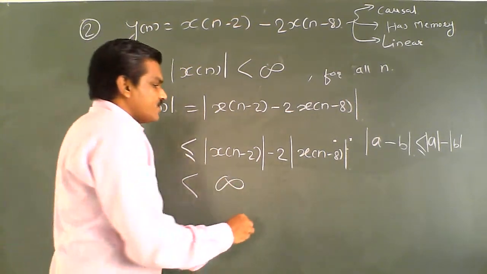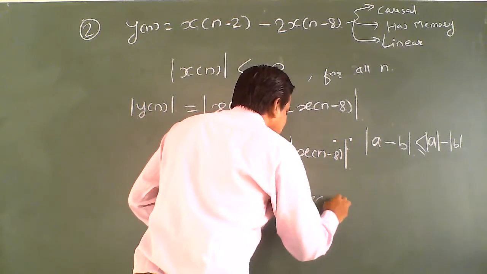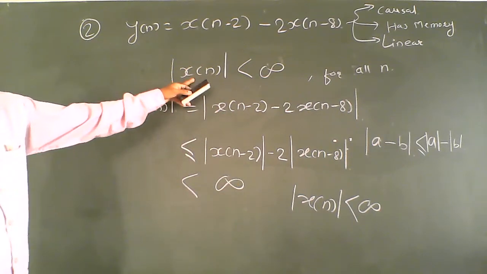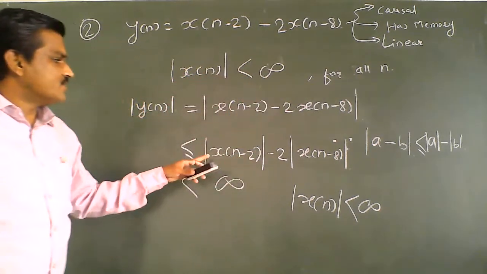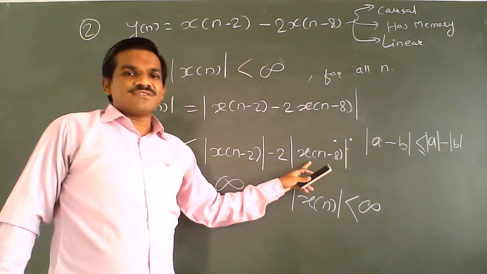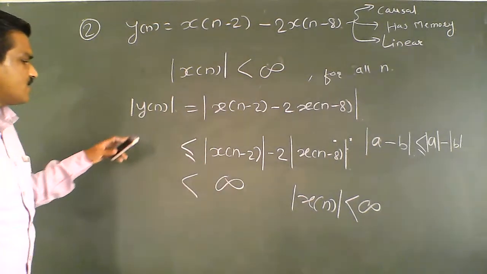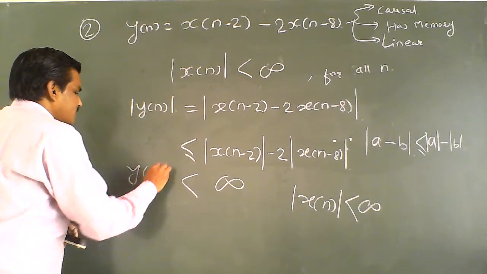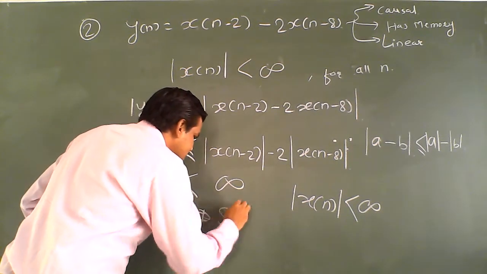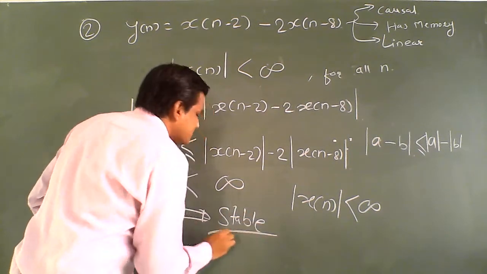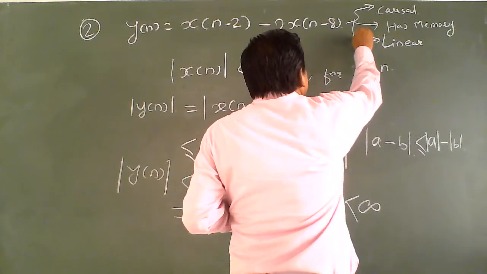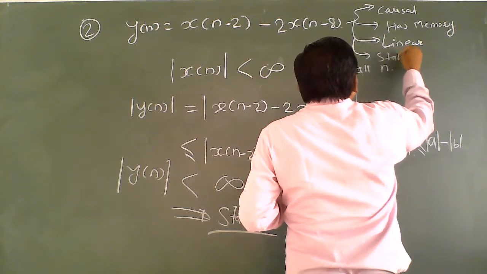Why infinity? Because we already said that x of n is less than infinity, or you can say that x of n is bounded. So if x of n is bounded, x of n minus 2 and x of n minus 8 are also bounded. This means our output y of n is also bounded. This implies that the system is stable. So I will write it here: the system is stable.